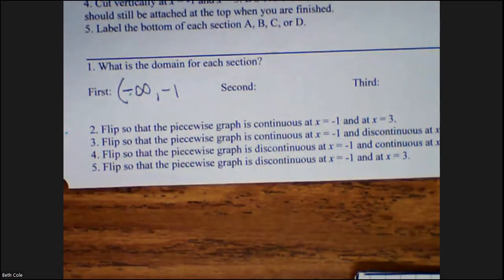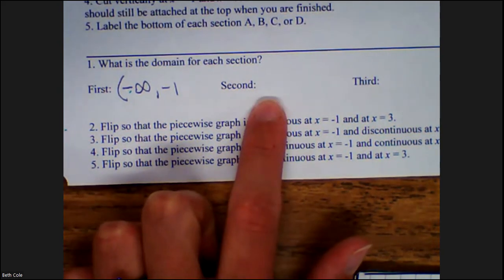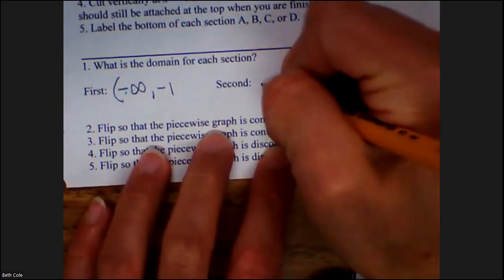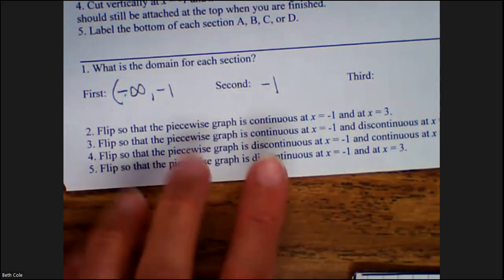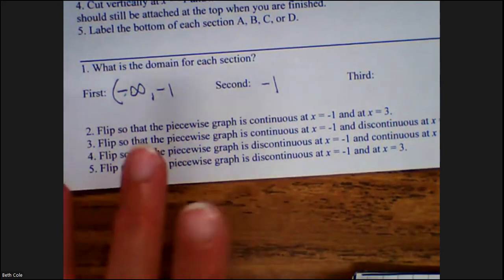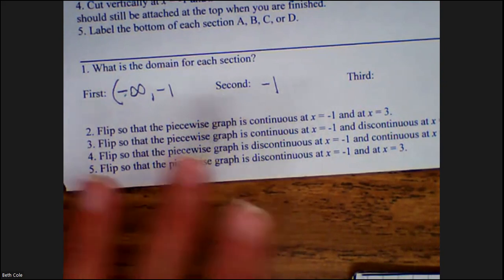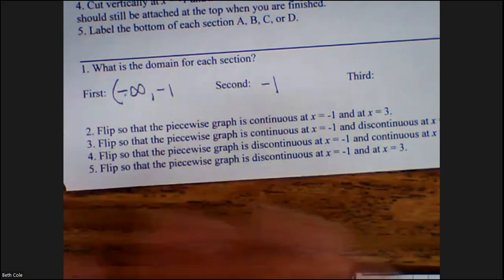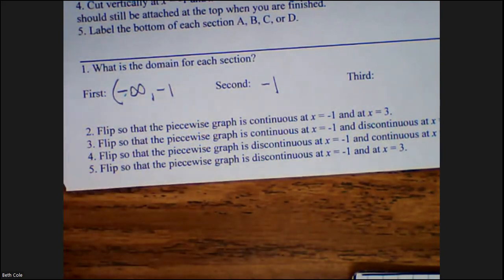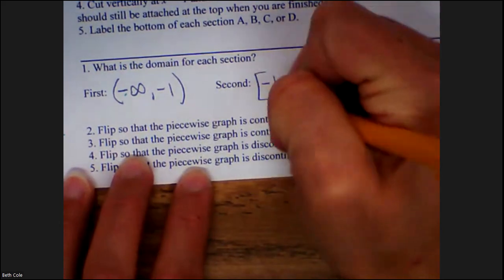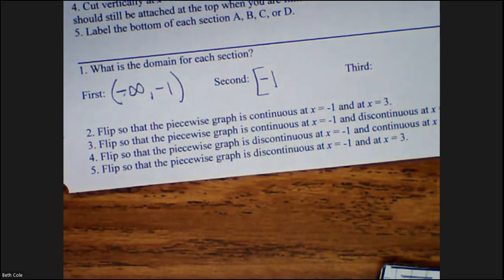Now here's the dilemma with the bracket versus parenthesis. The second piece is going to pick up at -1, right? Like they each pick up where the other leaves off. You need to put a parenthesis on one and a bracket on the other. And it actually doesn't make a difference. You just need to include the -1 somewhere. Does that make sense? So I'm going to put the parenthesis here and the bracket here. If you wanted to do it the other way around, that's totally fine. You just have to include the -1 somewhere.